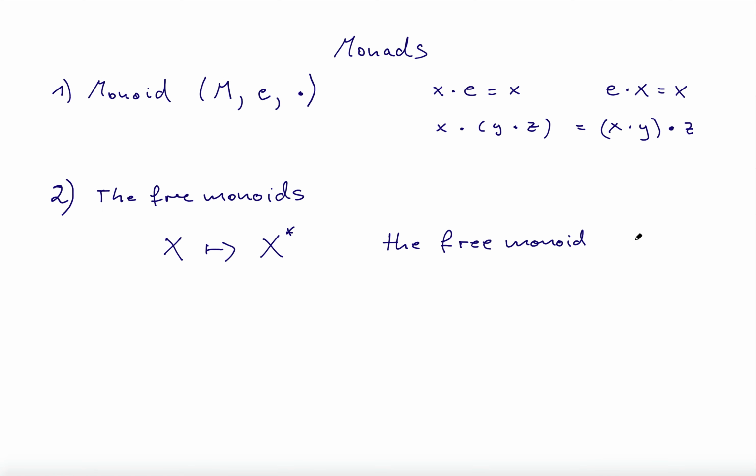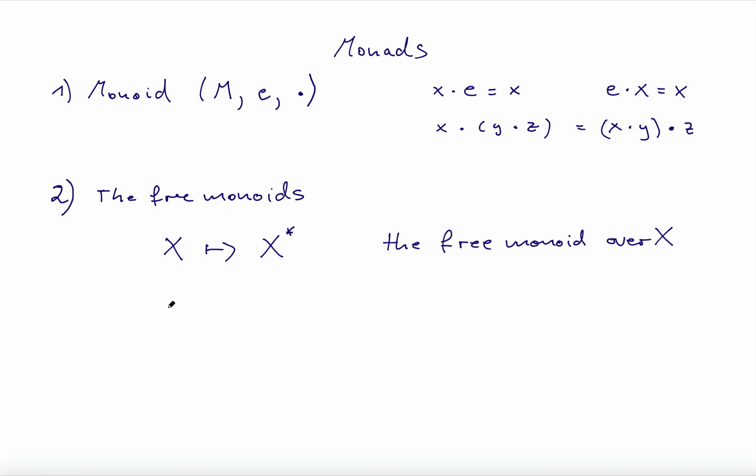So what's the monoid structure here? The empty word is the neutral element, and concatenation of lists is multiplication. And the elements of X we call variables, because they play the same role as the variables up here, right? But also we call them letters if we think of the elements of the free monoid as words.